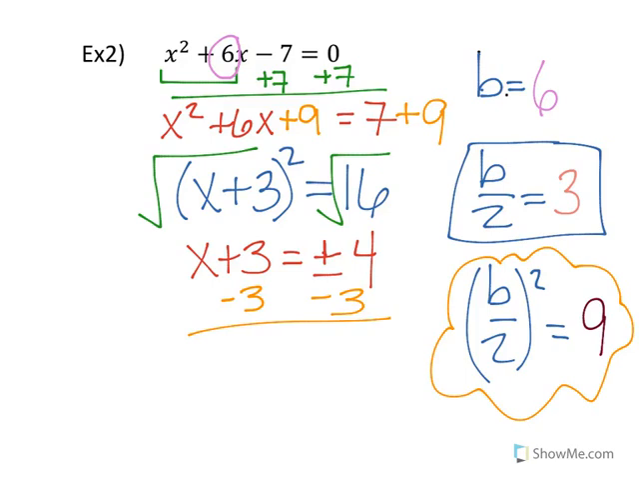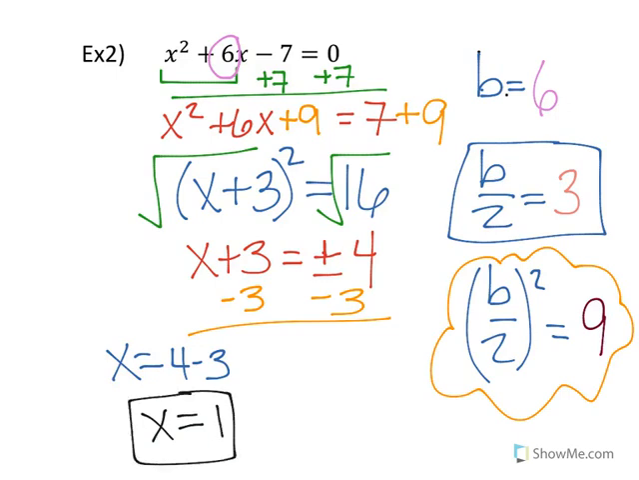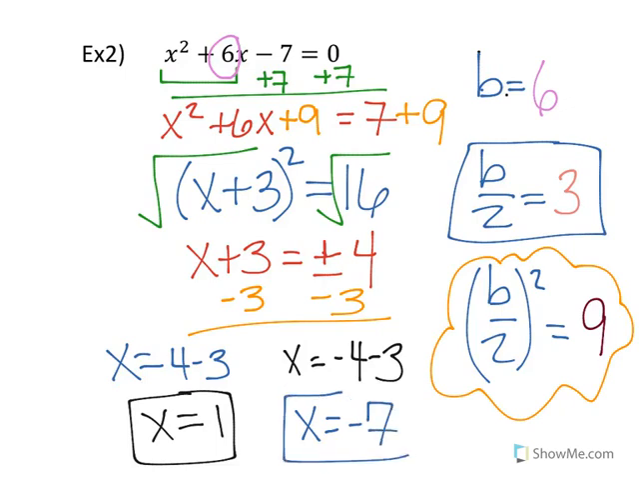So when I subtract 3, one answer would be using the positive version of 4 and subtracting 3, which would give me an answer of 1. And the other version would be using the negative 4 and subtracting 3, and that would give me an answer of negative 7. So those are my two roots where my parabola would cross the x-axis. And that is it for the notes.